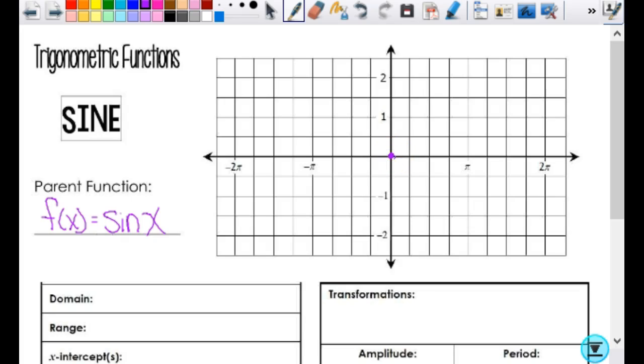What's the sine of pi? 0. What's the sine of 2 pi? 0, because your back is at 0, right? What's the sine of negative pi? 0. What's the sine of negative 2 pi? 0. Well, there are all your x-intercepts right there of the sine function.